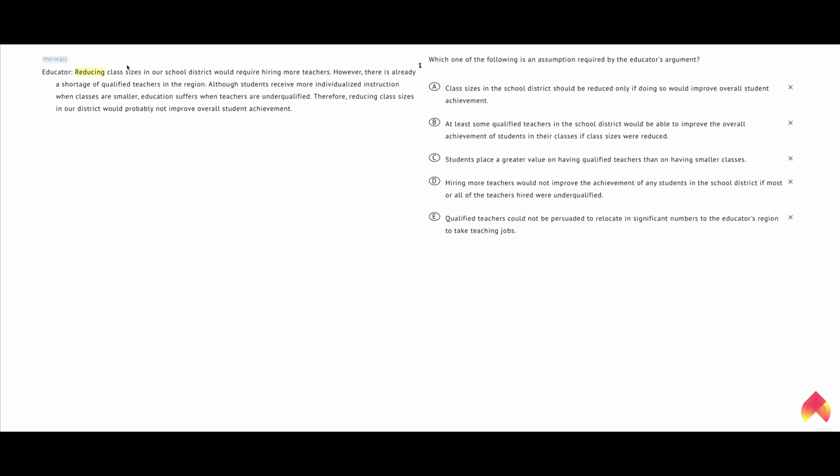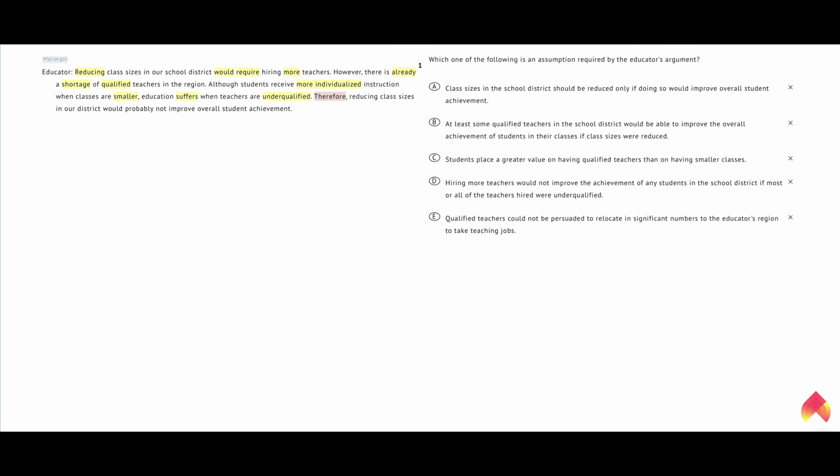Reducing class sizes in our school district would require hiring more teachers. However, there is already a shortage of qualified teachers, so not just teachers, but qualified ones, in the region. Although students received more individualized instruction when classes are smaller, education suffers when teachers are underqualified. Therefore, reducing class sizes in our district would probably not improve overall student achievement.